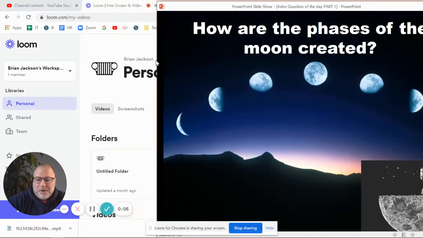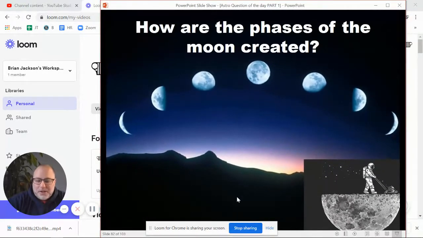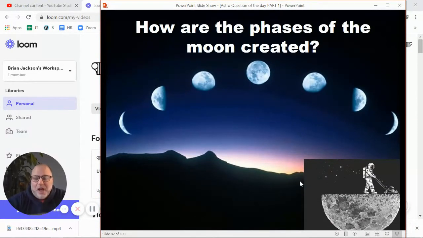All right, so what we want to do today is talk about the moon. Sometimes you look up at the night sky and see a full moon, other times there's no moon, and sometimes there are weird shapes to it. I mean, is it really like an astronaut mowing on the moon and chopping off parts of it, or what in the world is going on there? That's what we need to get into today.